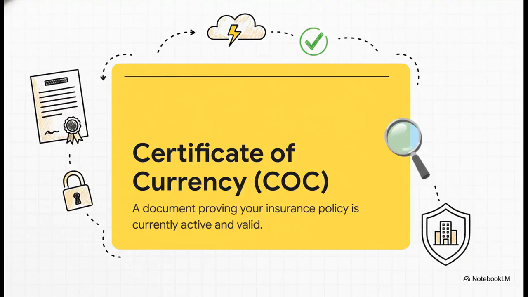Okay, deep breath. At its core, it is incredibly simple. A certificate of currency is just a single document from your insurer that proves your business insurance is live, active, and good to go. That's it. It's the official piece of paper that says, yep, they have the coverage they say they have.